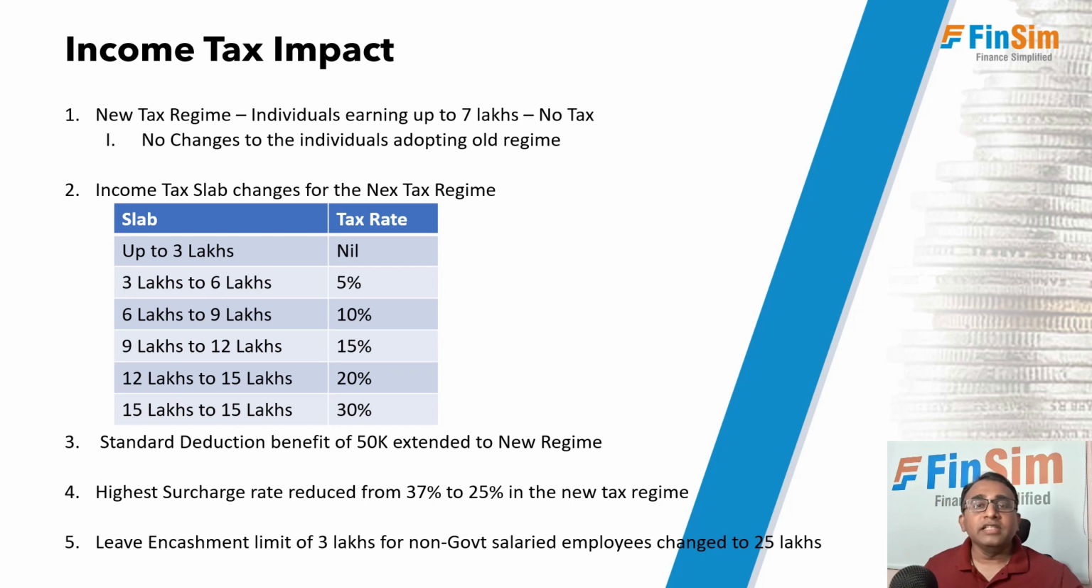Fifth and final change is associated with the amount of money exempted as leave encashment for non-government salaried employees. Maximum amount of money which was exempted earlier was 3 lakh rupees set in 2002 and the same has now been revised to 25 lakhs.